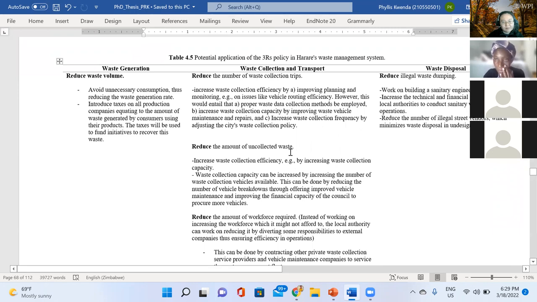So, based on the top 20% of the issues that we identified, we also tried to use the 3R waste management policy, to identify how best they can address these 20 issues. In Harare, for example, they can avoid or reduce consumption, which will in turn reduce the waste generation rate. They can reduce the amount of waste produced by introducing taxes and different policies that control certain behaviors. And when it comes to waste collection, they can increase the collection efficiency. They can contract private waste collection service providers, amongst other things. These are some of the things that we identified in literature on what they can do to address the 20 most important issues.